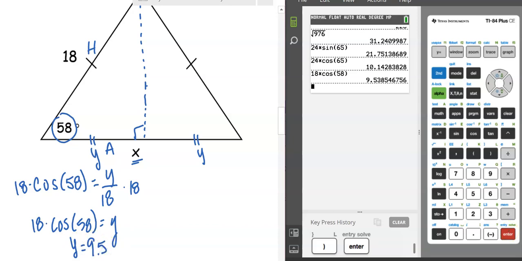Okay, but because there's two, you have to do 9.5 times 2, which gives you x. Okay, so this would be x equals 19.0.